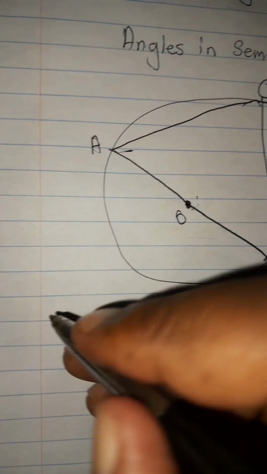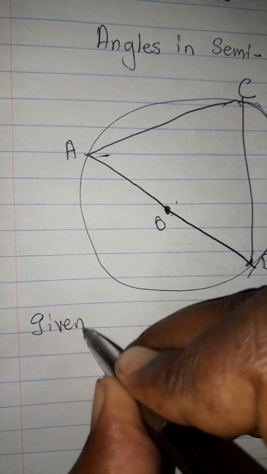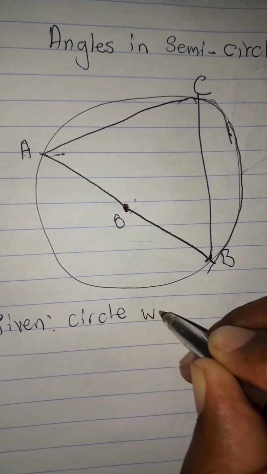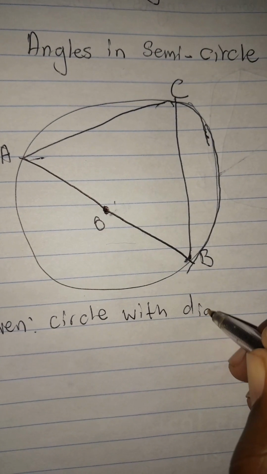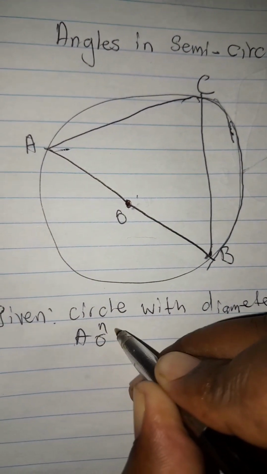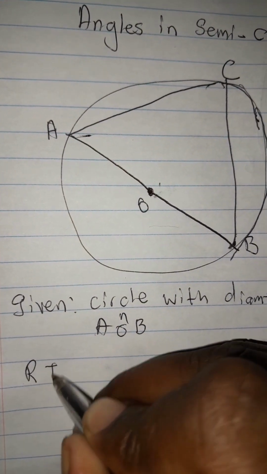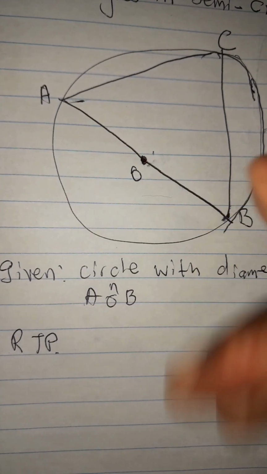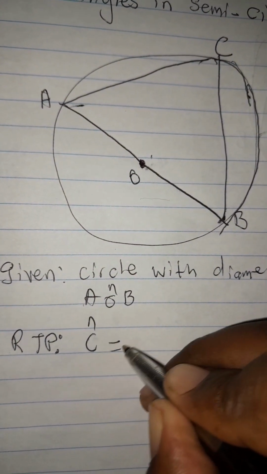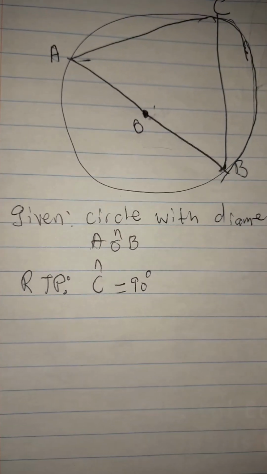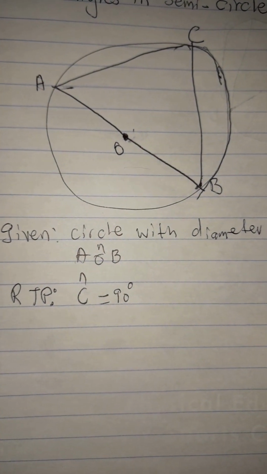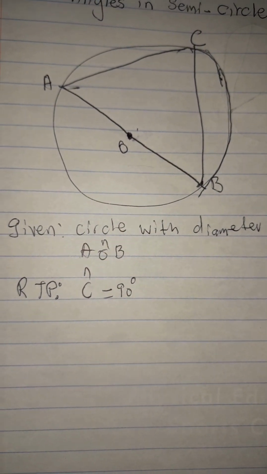So consider that we are given a circle with a diameter AOB. RTP: we are required to prove that angle C is equal to 90 degrees. In this case, we don't need to construct anything.